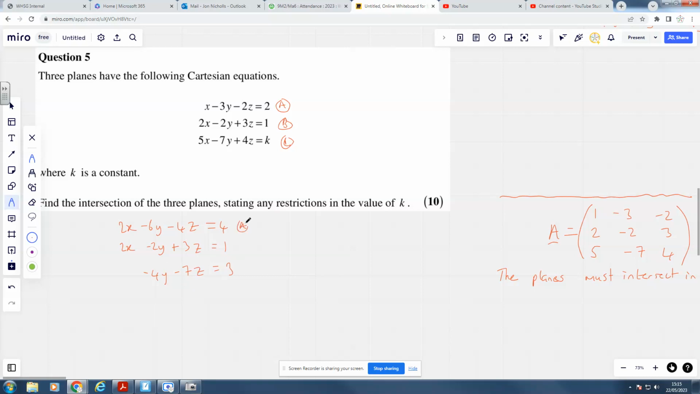Now that's with A and B. You should get exactly the same result when you're looking at A and C or B and C. I think it's probably easier to use A and C because I'll just times it all by 5.